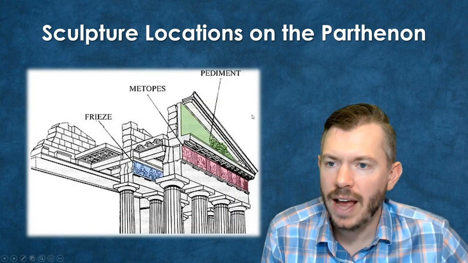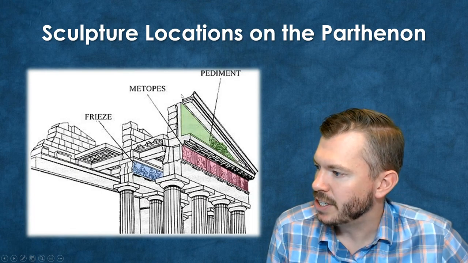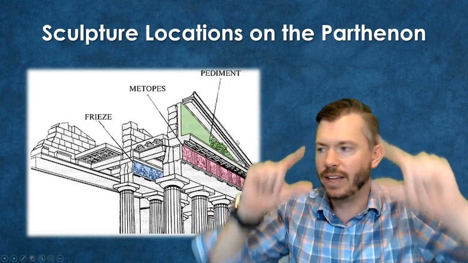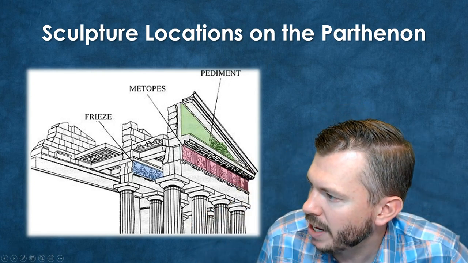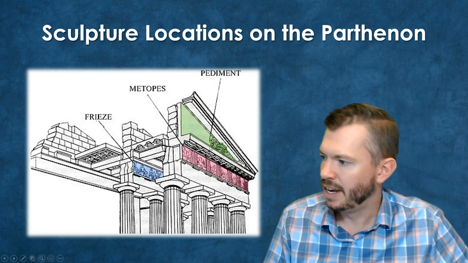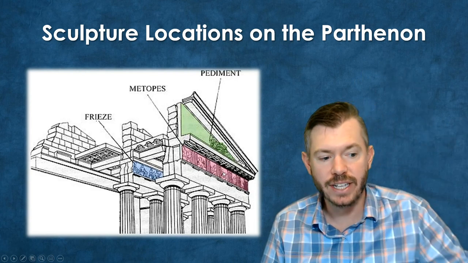All right, and then finally, what we end up looking at today is the frieze, okay? So on the outside, what we get is the pediment, that's the triangular thing. Then what we're looking at are the metopes, the triglyphs and metopes, the three lines interspersed with sculptures, and that's where you get the Greek battles against these different groups.